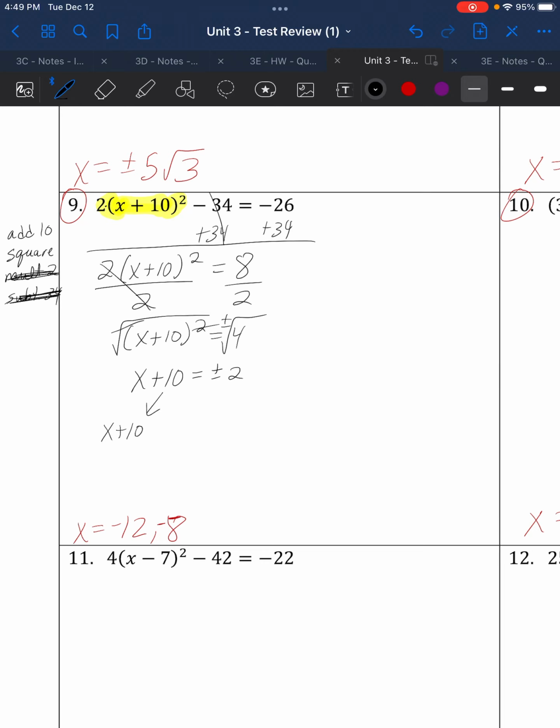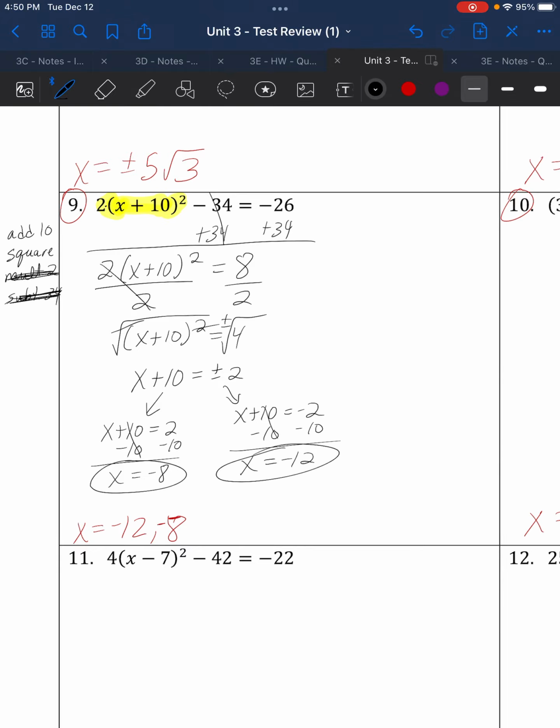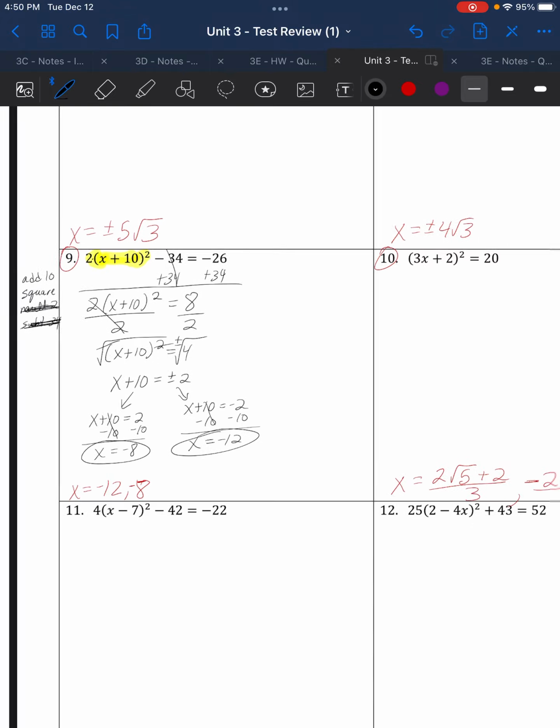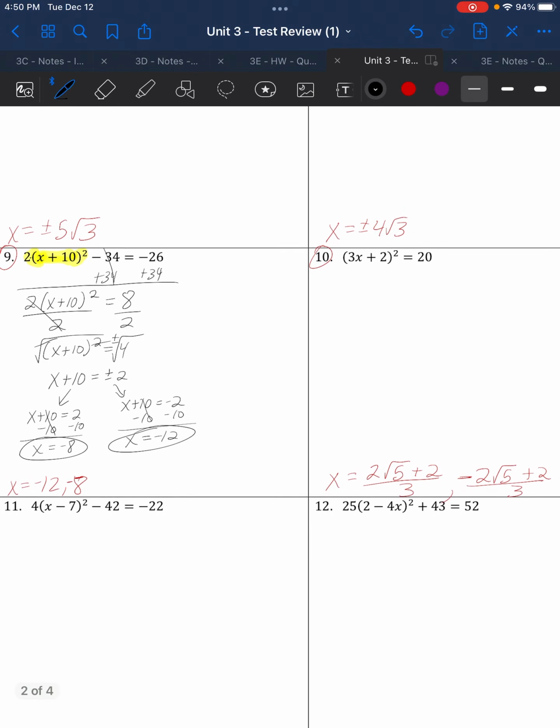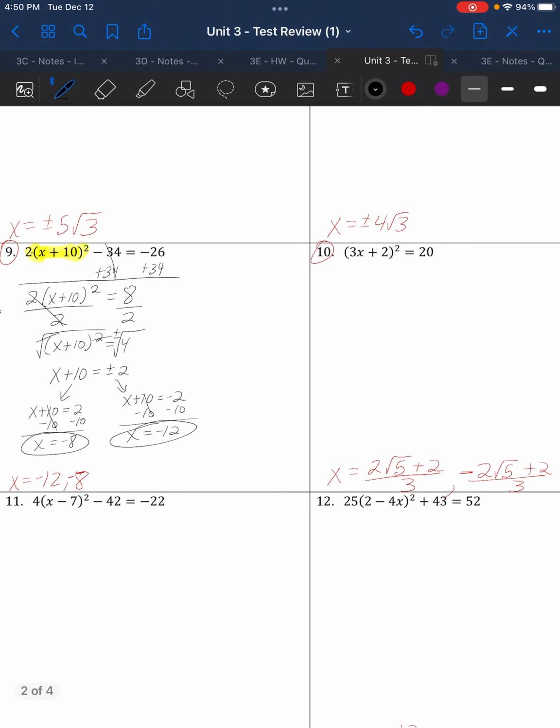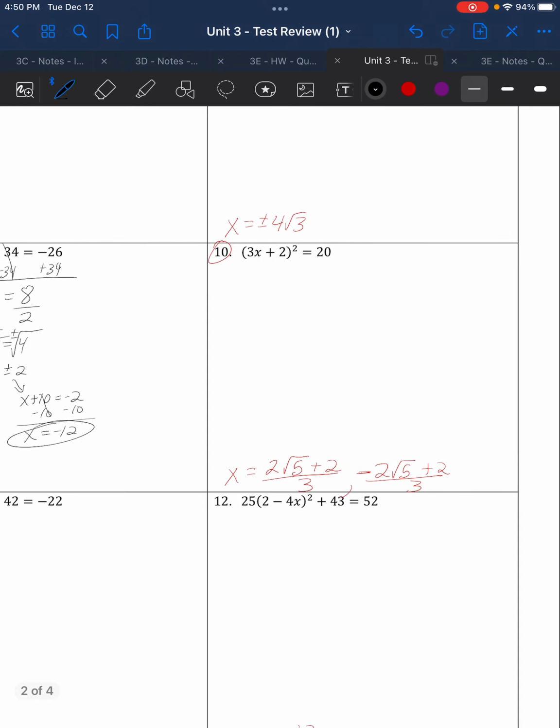Now we're not done with this problem yet, so we need to rewrite it as two equations. We have x plus 10 equals 2, and x plus 10 equals negative 2. Minus 10, you get negative 8. Subtract 10, negative 12. Now your two solutions.